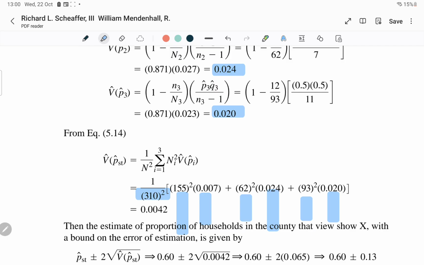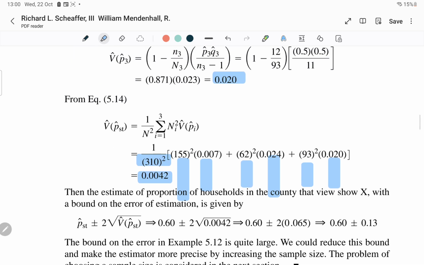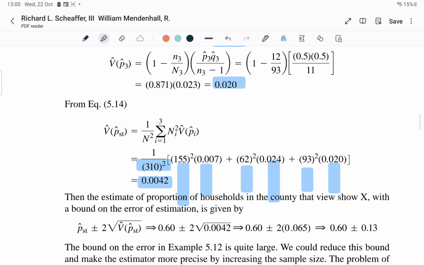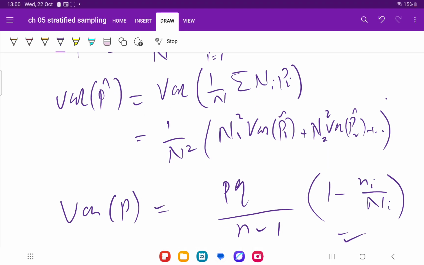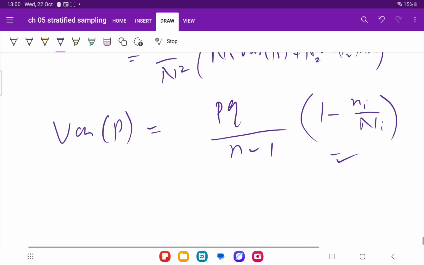Okay, so that's how you get the true variance. And placing a bound on error is very easy. Simply multiply 2 with the square root of the variance, so you will get the b. Okay, so the bound on error is very simple once you have the variance.